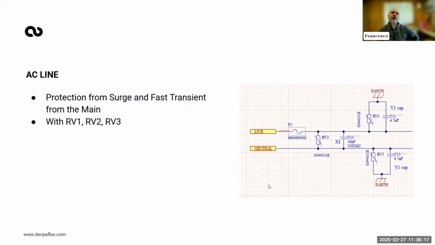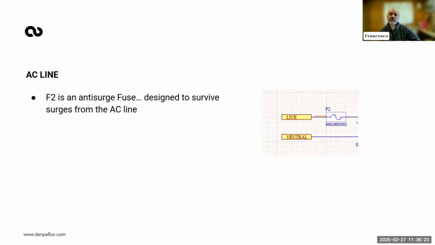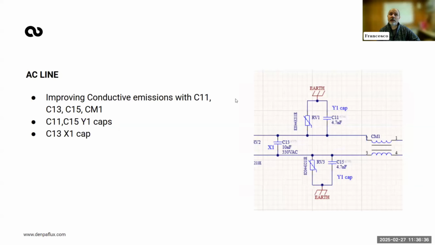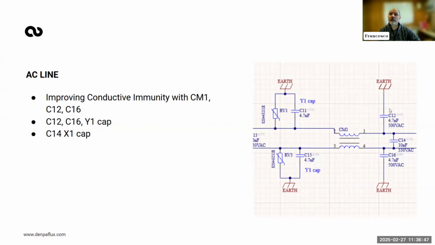So here I'm going into details, explaining exactly what I was doing. The fuse is, as I said, an anti-surge fuse, and RV1, RV2, RV3 protect from a surge test in the past transient. C11, C15, C13 improve your emission at low frequency. And instead, C12, CM1, C16, C14 improve the immunity.